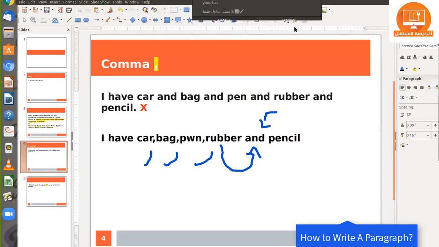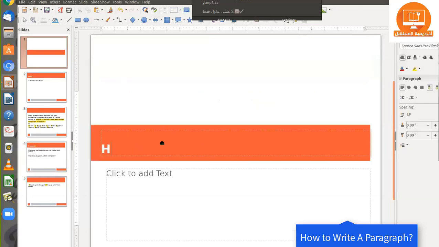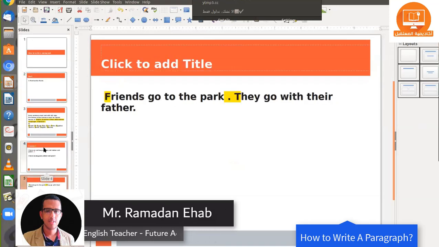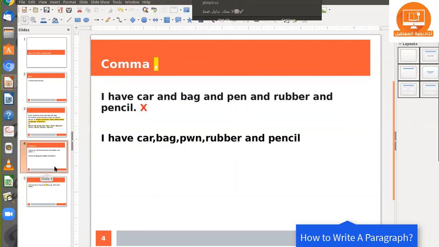What is all of this talking about? Paragraph. How to write a paragraph. I will send you this PDF. So, punctuation marks, you must be careful about them, okay? For example, the capital letter and so on.